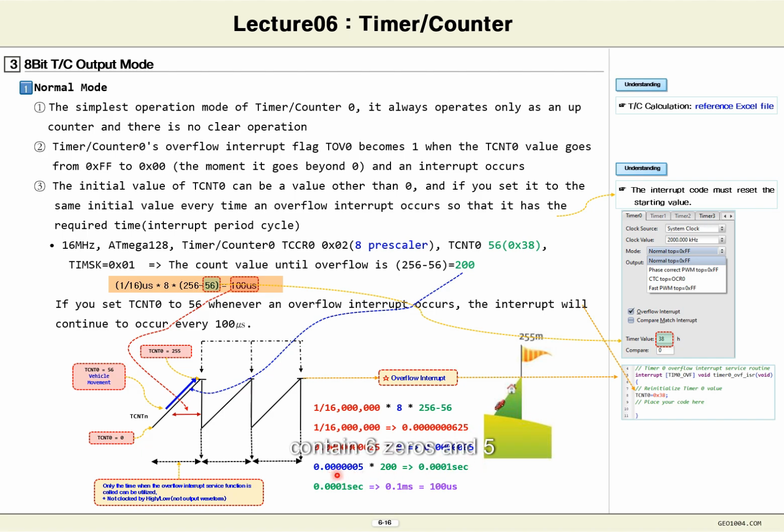0. followed by 6 zeros and 5. Multiply by 200, and you get 0.0001 second. 0.0001 second is 0.1 millisecond. So if we look at the units, we finally see that it's 100 microseconds. This equation can be calculated by entering it into a scientific calculator. This concludes the explanation of normal mode.